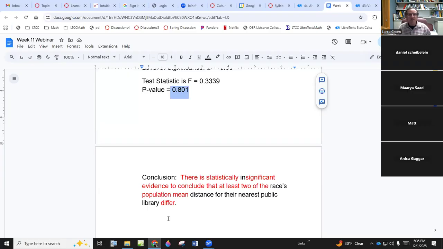Any questions? Okay. ANOVA is used a lot. It's one of these where you wouldn't notice.